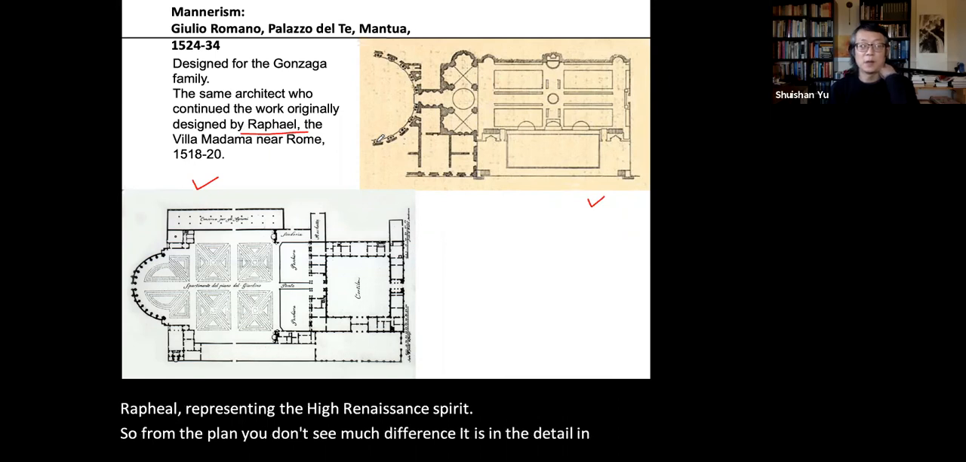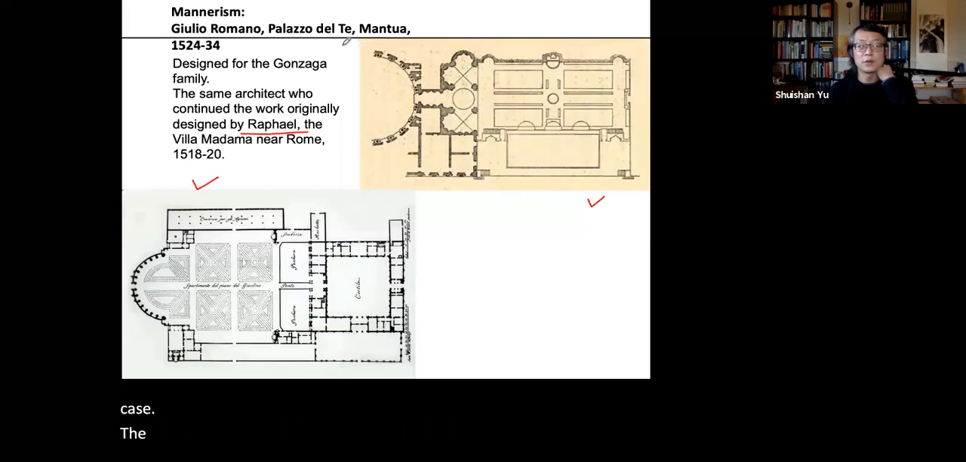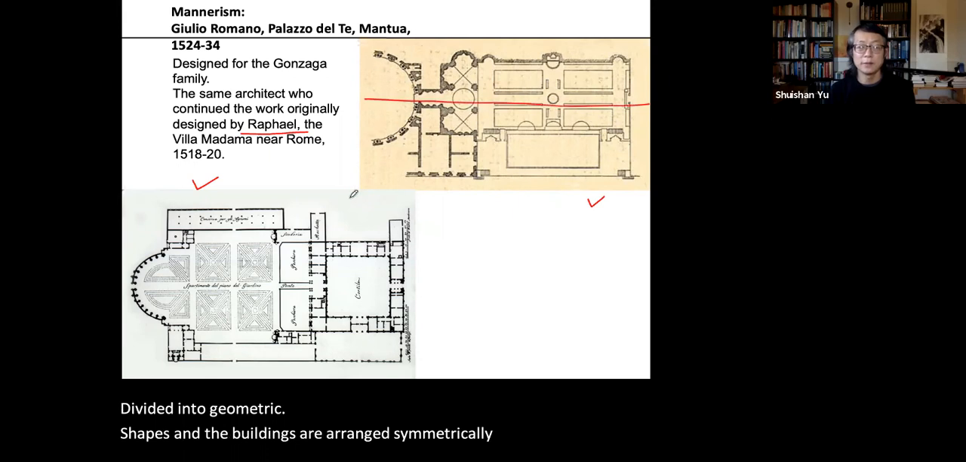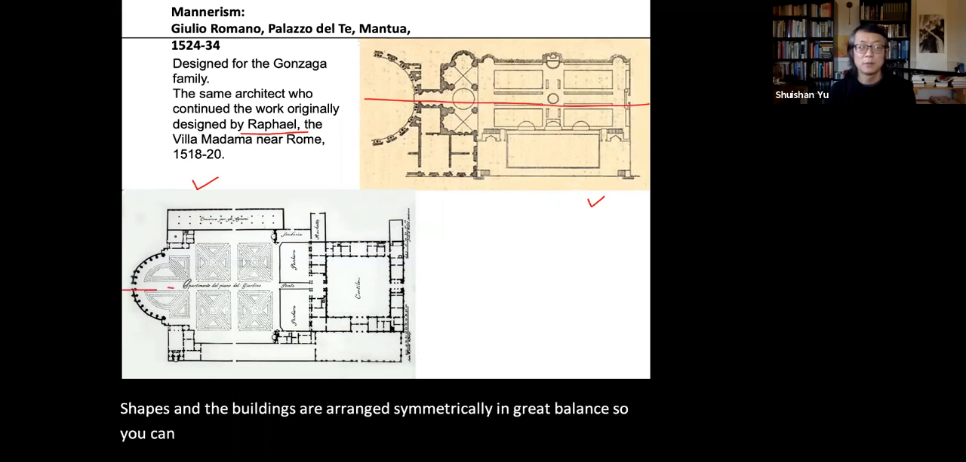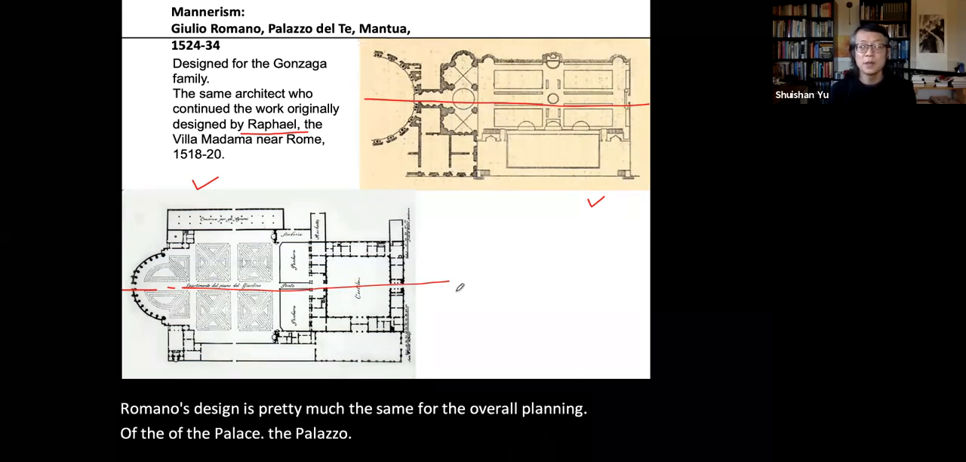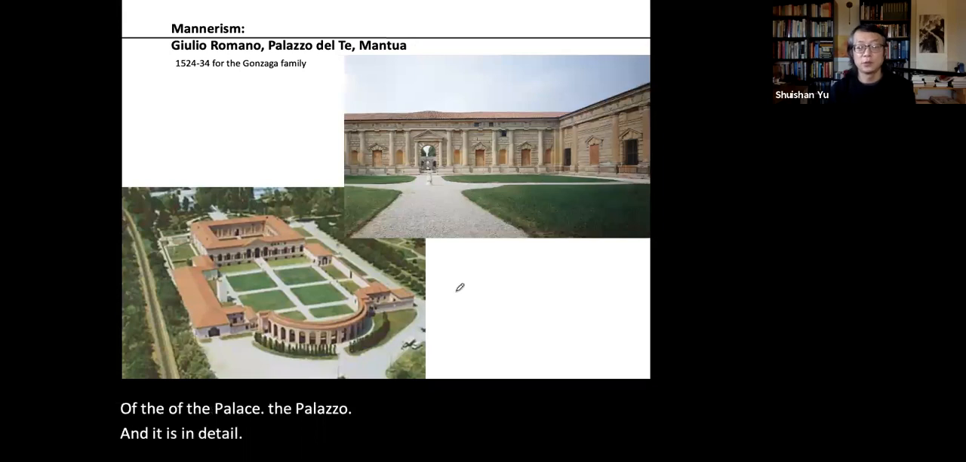In both cases, they feature large geometric garden designs. The gardens are divided into geometric shapes, and the buildings are arranged symmetrically in great balance. So you can see Romano's design is pretty much the same for the overall planning of the palace, the palazzo. It is in the details that shows the distortion and exaggeration of the Mannerist spirit.